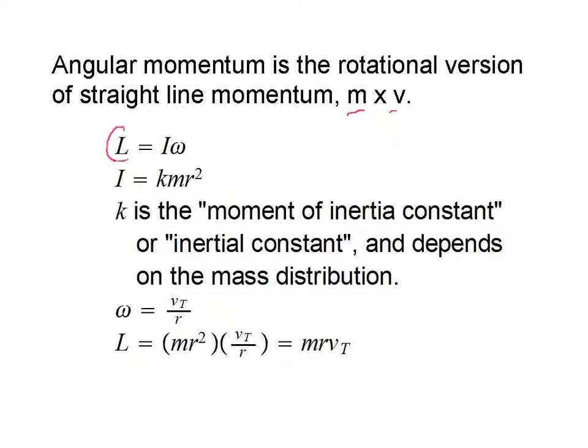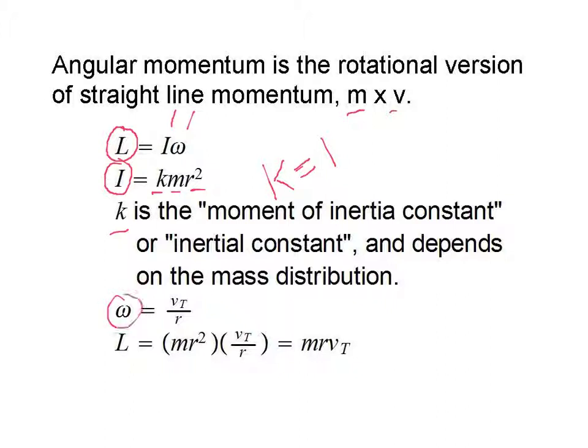Angular momentum, given as L, is the product of the moment of inertia times the angular velocity, where I, the moment of inertia, is the product of the constant k, the mass of the object, and the radius squared. Now the constant k here is the moment of inertia constant, or inertial constant, and it depends on the mass distribution. In our case, for a while on this video, we're just going to define k as 1.